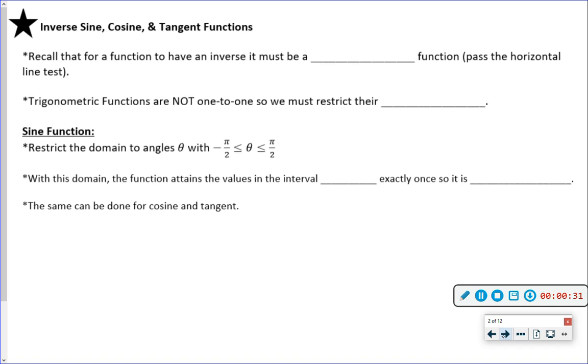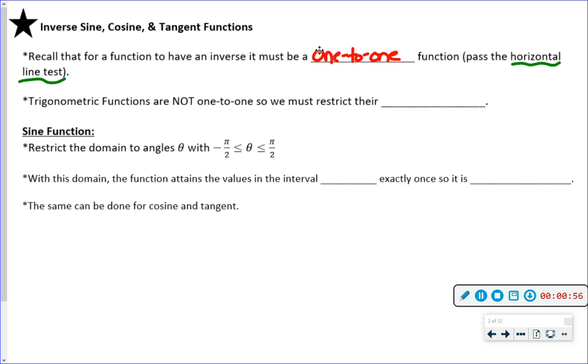Okay, so good review here, thinking about our final exam too. Recall that for a function to have an inverse, it must be a one-to-one function. We haven't talked about that for a while. That's why I put this on for you. To be a one-to-one function, you have to pass the horizontal line test.